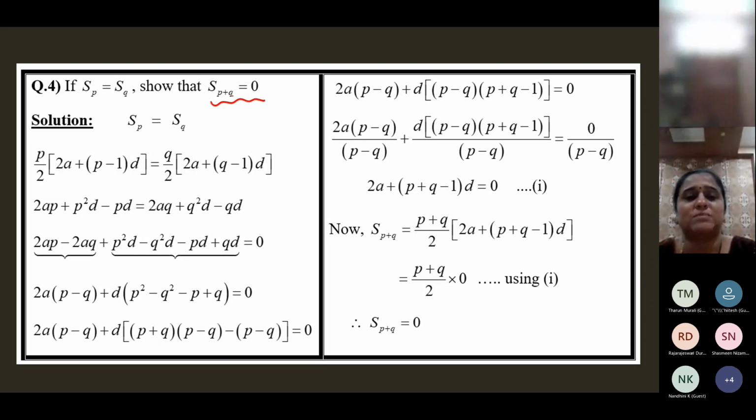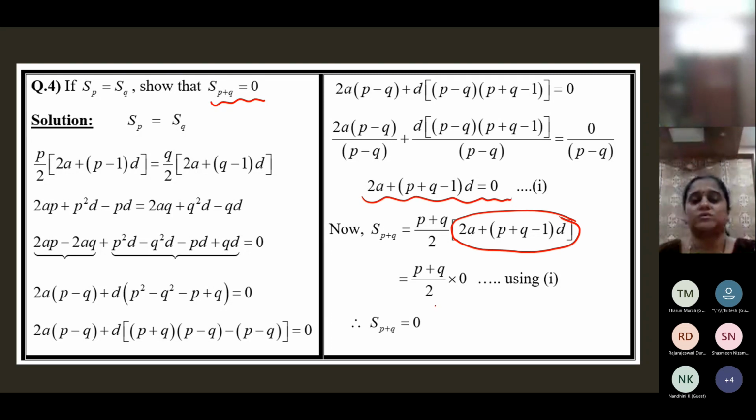So let's write this using the formula. How do you find the sum of the first p plus q terms? p plus q by 2 of 2a plus p plus q minus 1 into d. Wherever we have n in the formula, use p plus q. But we know that 2a plus p plus q minus 1 into d is 0. See here, this is 0.